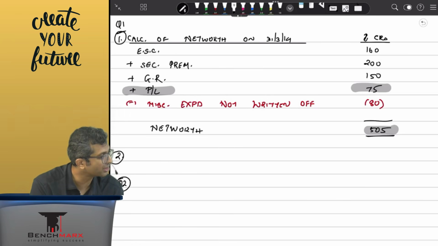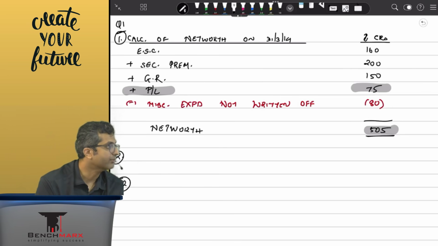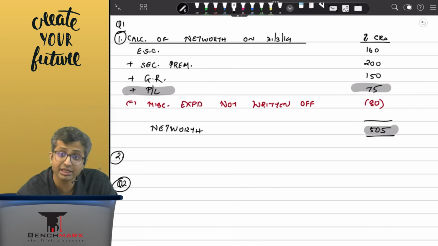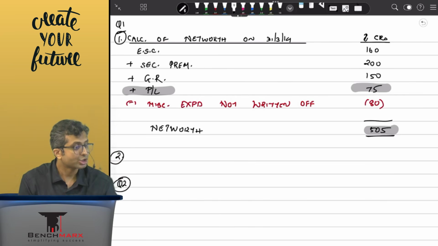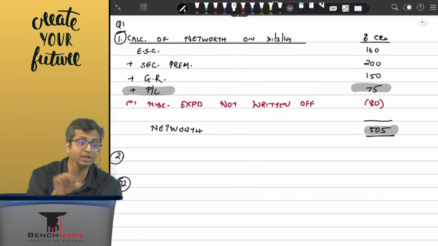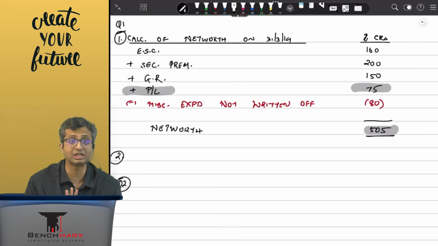Will Ind AS become applicable? If it is 55 crores on 31st March 14 and it remains 55 crores later, will Ind AS become applicable in the year 16, 17? In the year 17, 18? Applicable. Listed company. The moment you are a listed company, in 17, 18 Ind AS will apply. Whether it is 55 crores or 5.5 crores does not matter. So for this company, Ind AS will become applicable from 17, 18. Phase 2 application directly 17, 18, because it is a listed company.